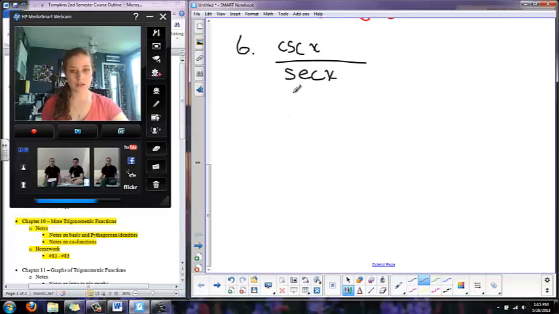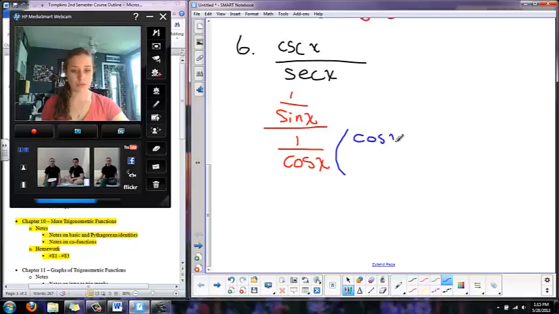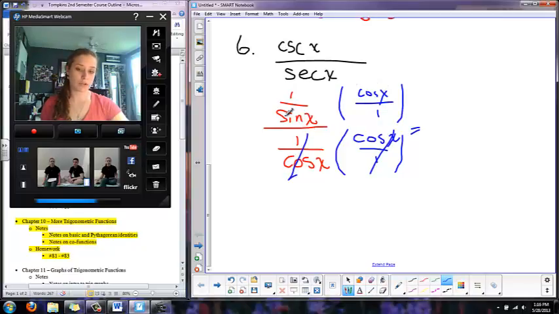Cosecant is 1 over sine. And I'm going to write this as a complex fraction with a fraction in the numerator and a fraction in the denominator. Secant is 1 over cosine. So how can I simplify this? Well, I need to multiply by the reciprocal fraction of whatever is in the denominator. So this is cosine over 1 in the top, and the bottom cosine over 1. And you can see that everything cancels out in the bottom, but nothing's going to cancel out on top. So this actually becomes cosine over sine. Cosine over sine can be rewritten as cotangent x.